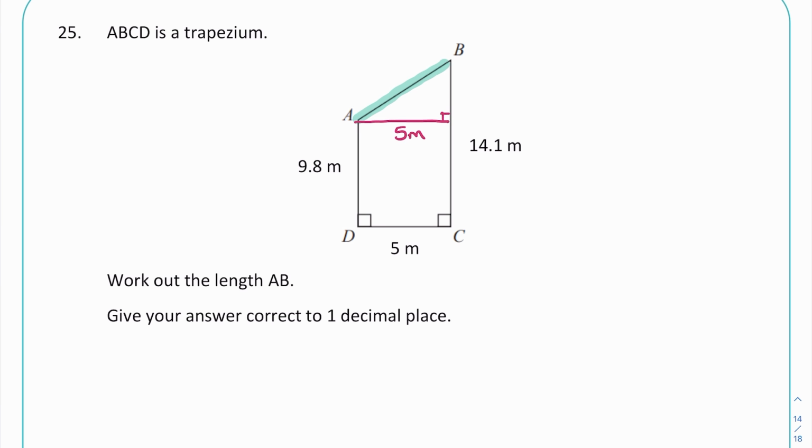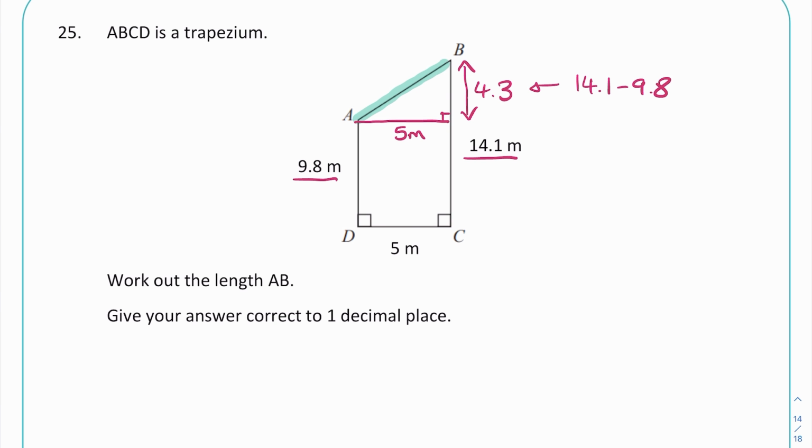For the actual height of that part of the triangle, we're going to have to work out the difference between the two heights. By that I mean A to D is 9.8 and B to C is 14.1. So to find that missing length just here, I can do 14.1, subtract the 9.8, that's going to tell me that missing length. I can type that in on the calculator, so 14.1 take away 9.8, and that gives me 4.3.